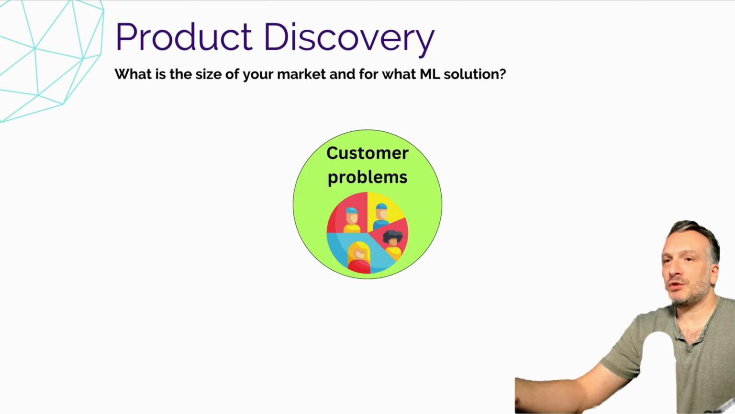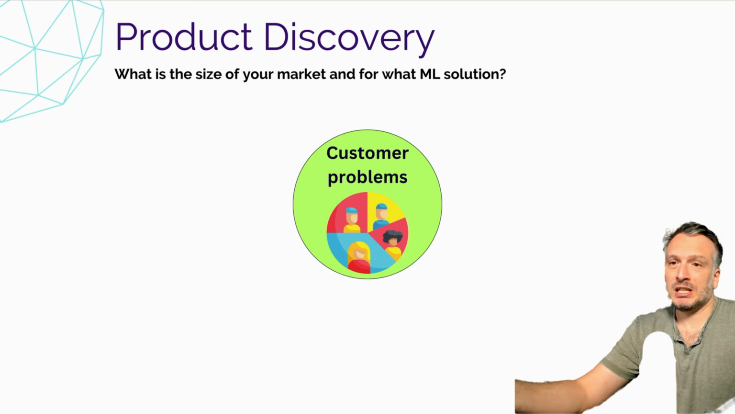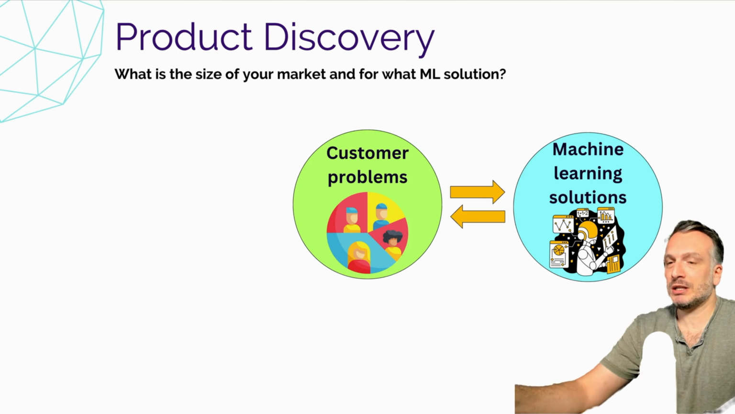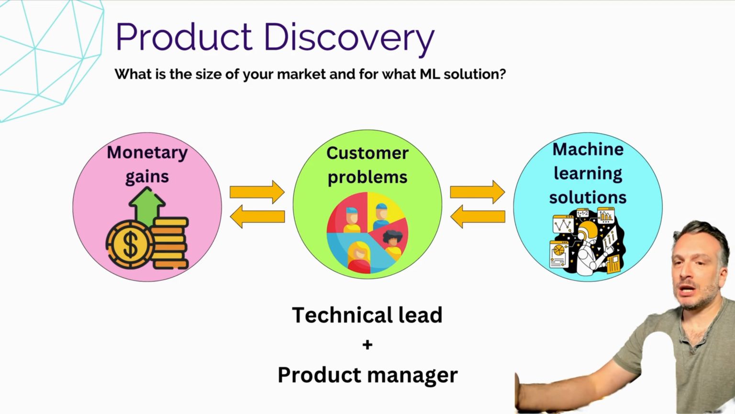Basically, what is the size of your market and for what machine learning solution? Like any business endeavor, building new software requires a deep understanding of your customers' problems and how likely those problems are to be addressed by a machine learning solution. This understanding of the problem is critical to estimating the potential monetary gain that such a new product or feature is likely to generate if implemented. It is also important to ideate if there is a feasible ML method that is likely to solve the established problem. This step is typically done as a collaboration between a technical lead and a product manager.